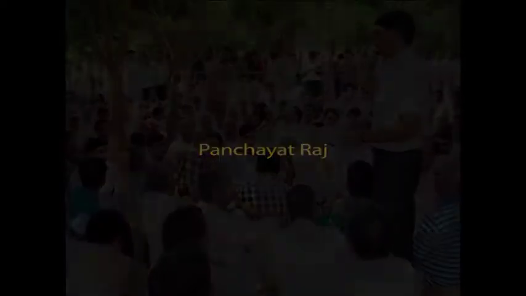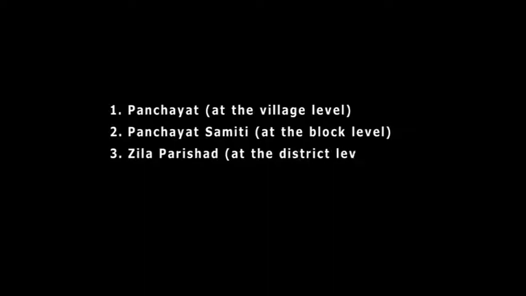Now we have Panchayat Raj. The Panchayat Raj is a 3-tier structure of rural local self-government in India linking the village to the district. It includes number 1, Panchayat, that is at the village level. Number 2, Panchayat Samiti, that is at the block level. Number 3, Zila Parishad, that is at the district level.